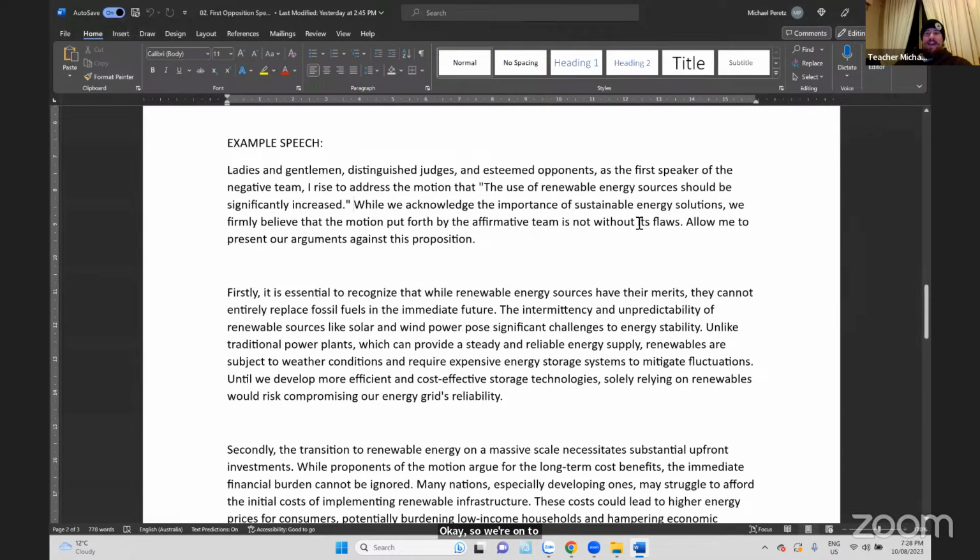our first argument. So again, being obvious, allow me to present our arguments against this proposition. And firstly, okay, we're on to our next topic. It is essential to recognize that while renewable energy sources have their merits, they cannot entirely replace fossil fuels in the immediate future. So while the proposition team is saying, this is a crisis, we need to swap to green energy right now, the opposition team are attempting to redefine the motion or redefine the topic and say, well, we can't exactly do it right now. It's going to take more time, and it wouldn't have a good impact if we were just to do it right now and switch.